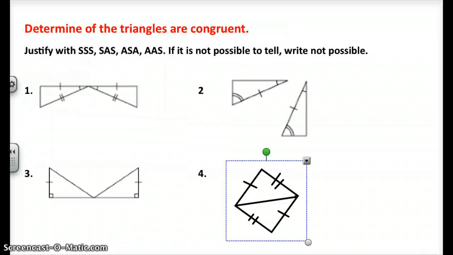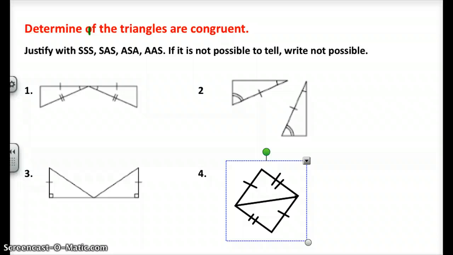All right, let's take a look at our examples. The directions say determine if the triangles are congruent. Justify with your postulates, and I have them written there. You need to know those, so burn those in your brain. And you can also write not possible if you can't tell if those triangles are congruent.